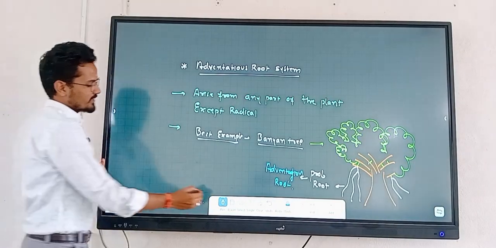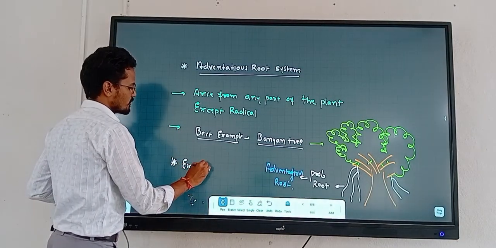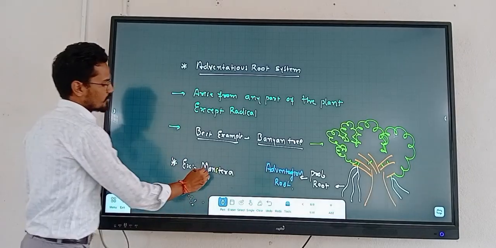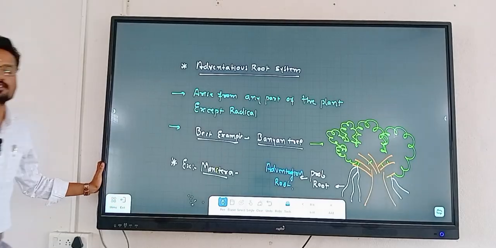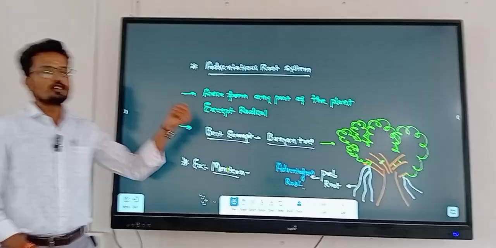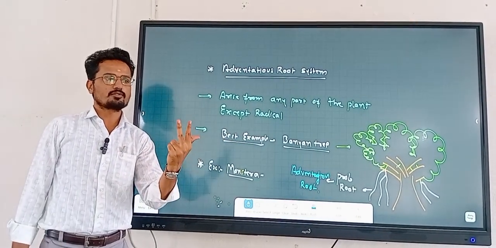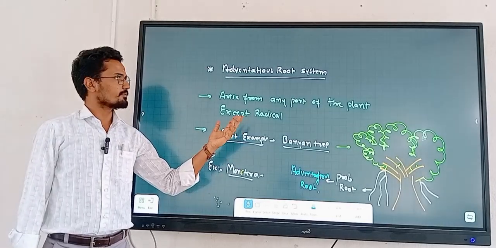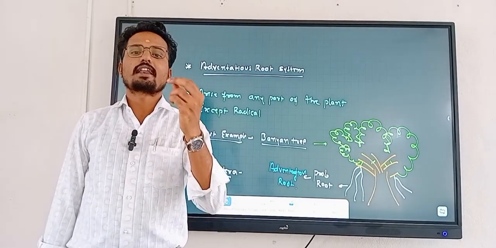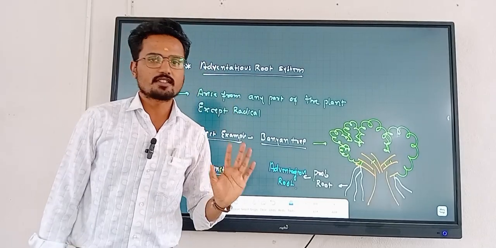In your NCERT they have mentioned another example for this, which is monstera. Till now we have discussed the root and root systems: the taproot system, fibrous root system, and adventitious root system. The taproot system and fibrous root system both arise from the radicle only, which is part of the embryonal axis present inside the seed.